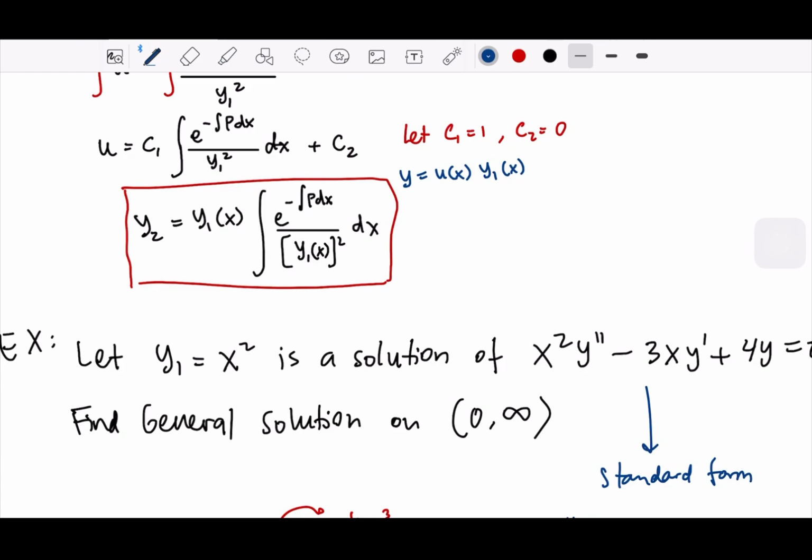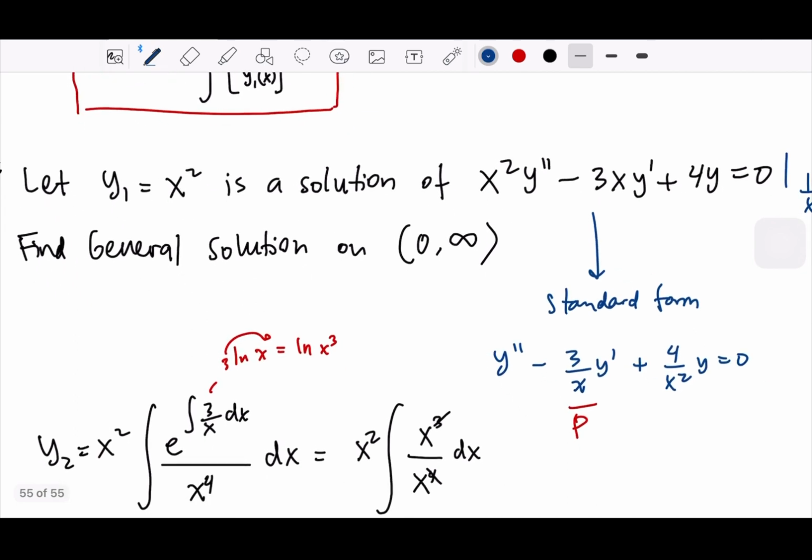There are at least two approaches when you deal with these questions. The first approach is when we know how to work out the equation. For example, this one: when we write the standard form, we can identify clearly that this will be P, and then we can just plug in the other components. This is y1, this is P, which is 3 over x.